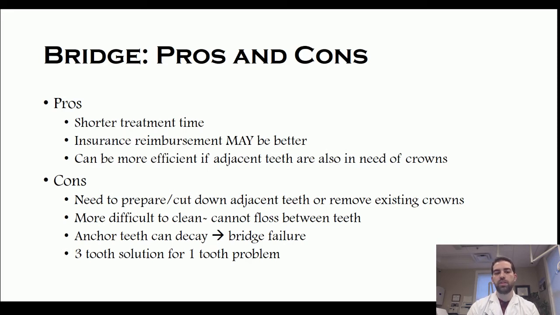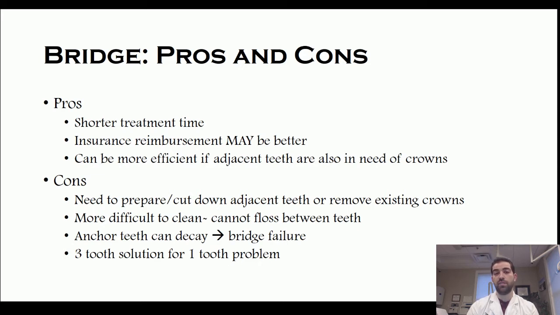And it can be more efficient if the adjacent teeth are already in need of crowns. So if the teeth on either side of the space already need crowns, it can be very efficient to just place a dental bridge, although I don't think that makes it better treatment. I think the ideal treatment in that situation would be individual crowns on the adjacent teeth and a dental implant in the middle.